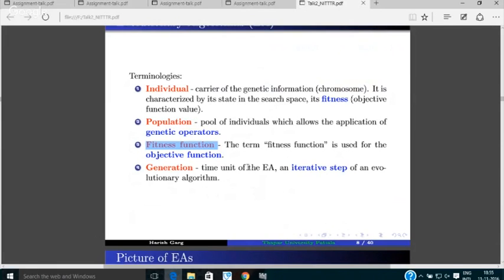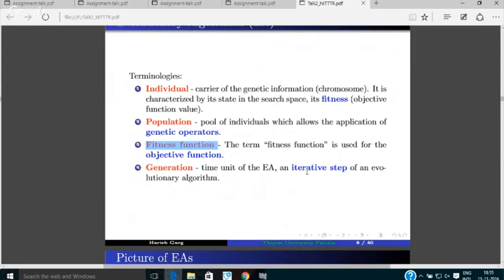Then the time unit of the evolution, EA, is called the evolutionary algorithms, and iterative steps. Iterative steps means, like say I am here and I want to move from Chandigarh to Patiala. Then there are different ways. One, I firstly go to Ambala and then go to Patiala. That is one step. Second, by Zirakpur and so on. Similarly, there are other ways.